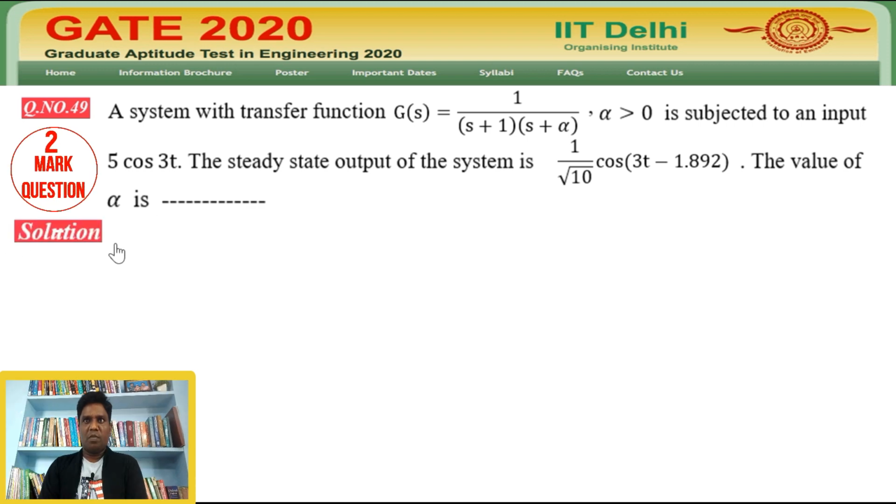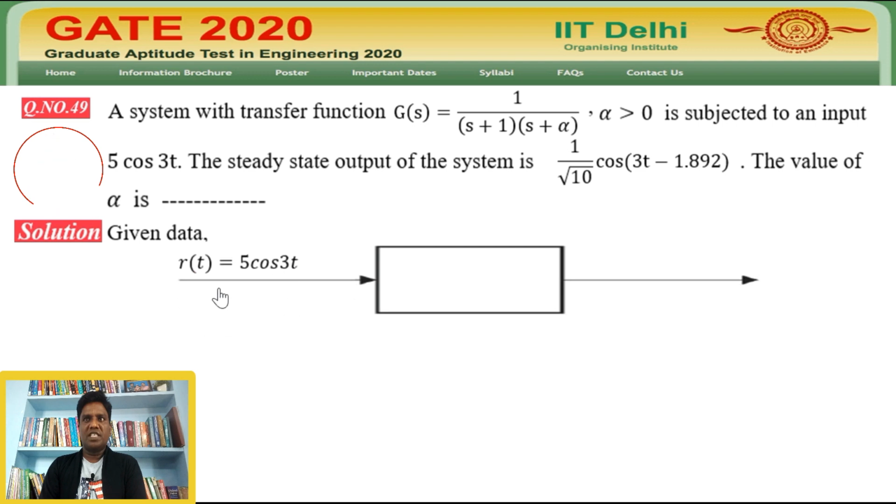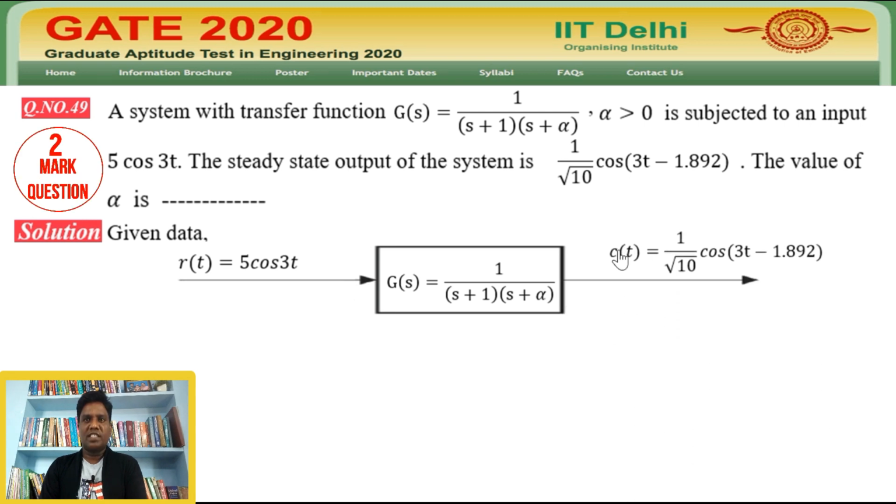The solution of the problem: from this question the given data are the input term r(t) equal to 5 cos 3t, with the transfer function of the system G(s) equal to 1 divided by (s plus 1) into (s plus alpha), and the corresponding output c(t) equal to 1 divided by root 10 into cos(3t minus 1.892).